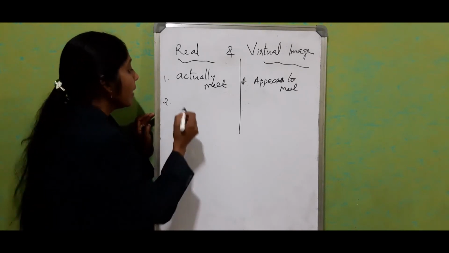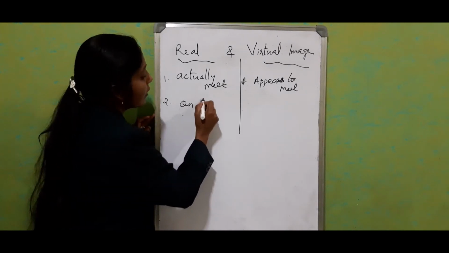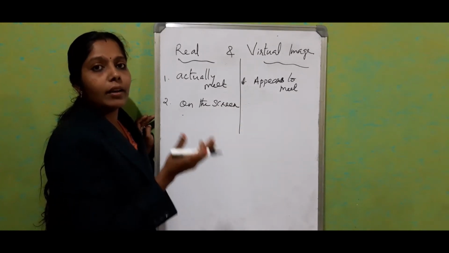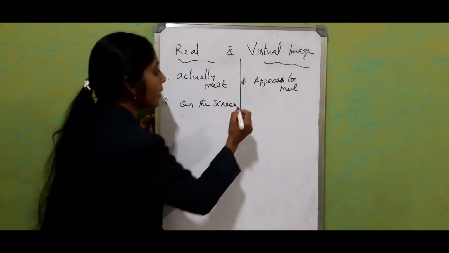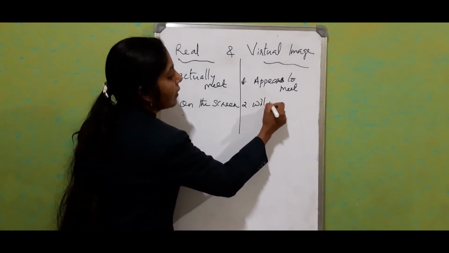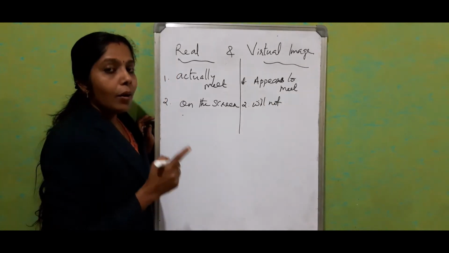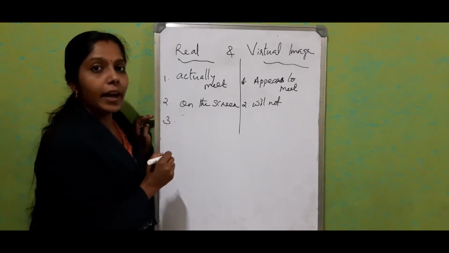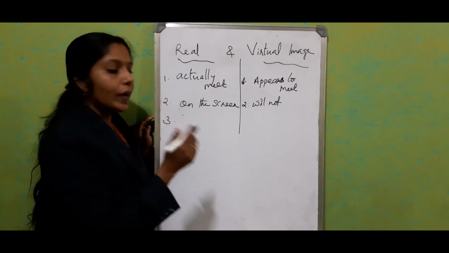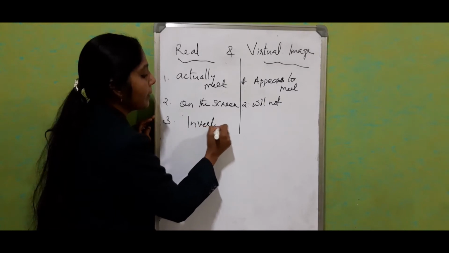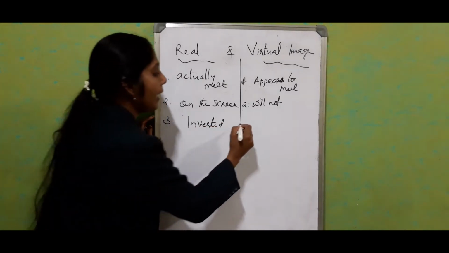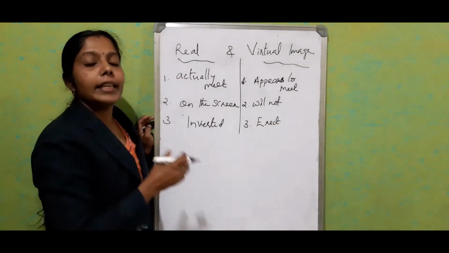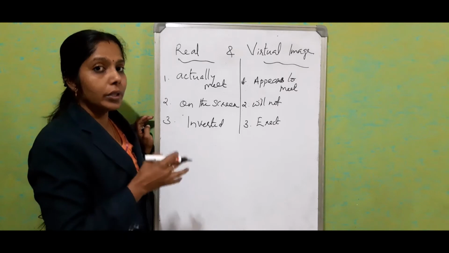For a real image, we will get the image on the screen. But for a virtual image, we cannot get the image on the screen. Now, one important point we studied in 7th standard about real image and virtual image: a real image is always inverted, and a virtual image is erect. So these are the characteristics of real image and virtual image.